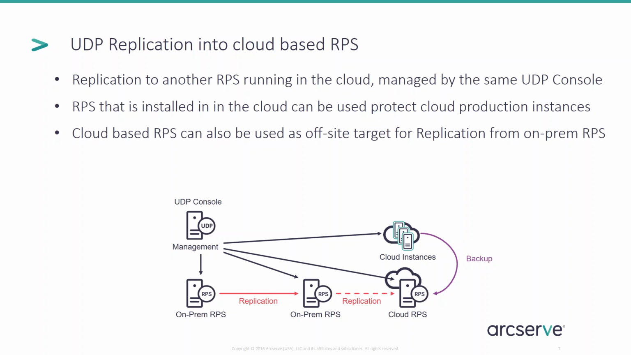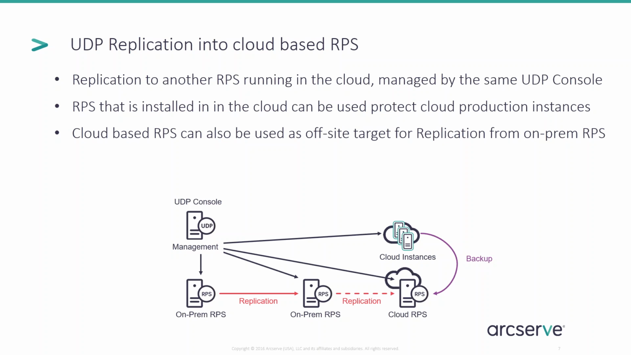Similarly, if we have most or all of our production workload in the cloud, we can protect those on a cloud-based RPS. But if you want to have a physical copy of that data, we can replicate from the cloud-based RPS back to an on-prem RPS. And because of the deduplication and compression that UDP uses, the amount of data that we actually need to transfer is significantly less than the actual protected workload.